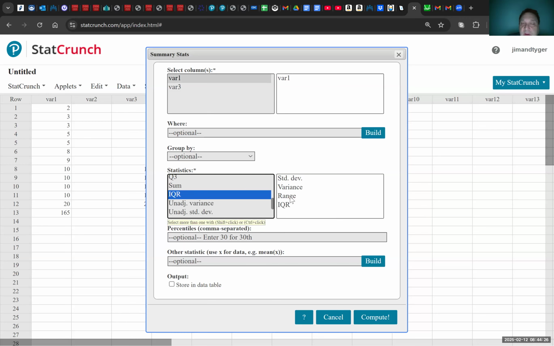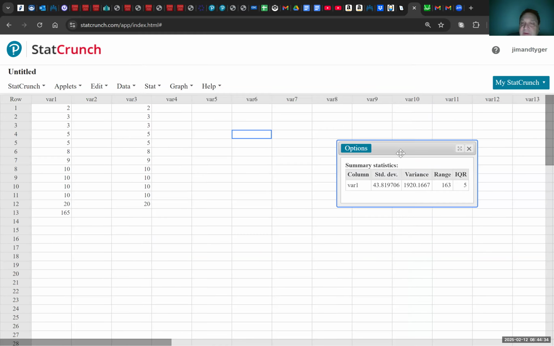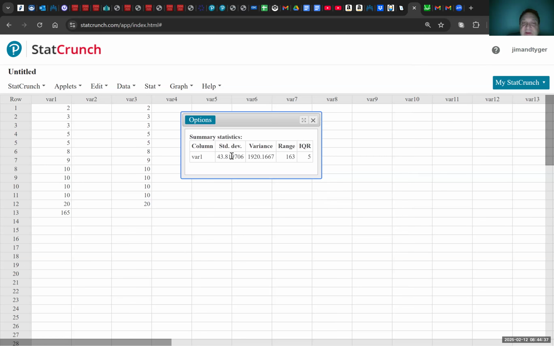IQR. Okay, so I want those 4 things, and I don't need anything else here, so I'm just going to say compute. And up comes a little pop-up menu right here. It says the standard deviation of this variable 1 is 43.8197. The variance is the square of that number.